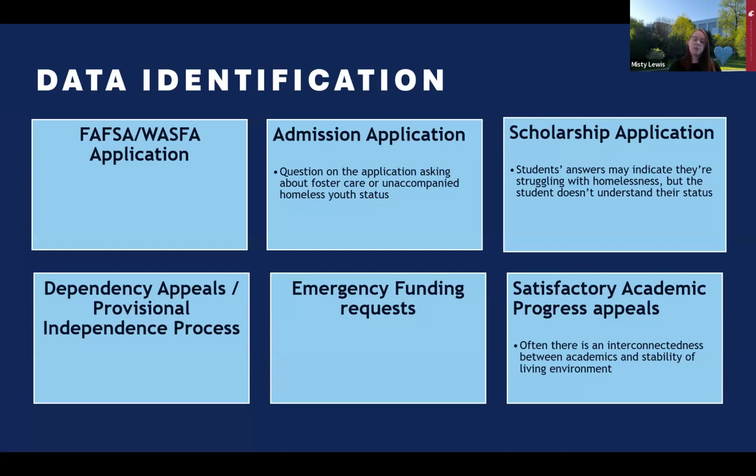We look through our dependency appeals and provisional independence process. Our emergency funding requests are often where students are requesting additional funding for housing or housing insecurity or things that may be related to that, like food insecurity. And we're able to look through those processes. And then our satisfactory academic progress appeals, there's often an interconnectedness between academics and the stability of the student's living environment.